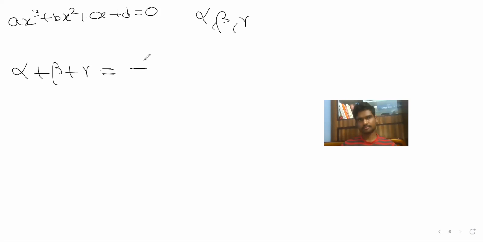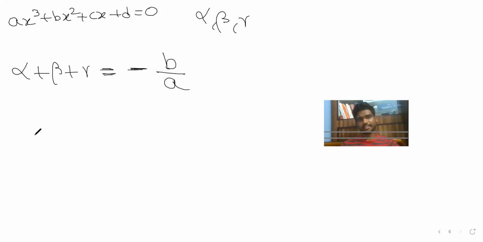Degree over there is cube, that is 3. So the one power less than the degree, that is x square, right? So minus b by a, simple. Coefficient of one power less than the degree. Understood? That's why this coefficient of x square is divided by, in the denominator always, the coefficient of the degree itself, that is the coefficient of x cube.